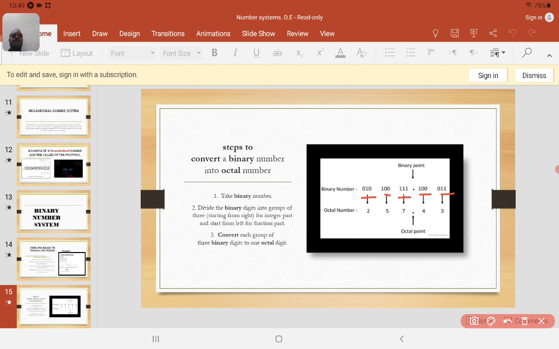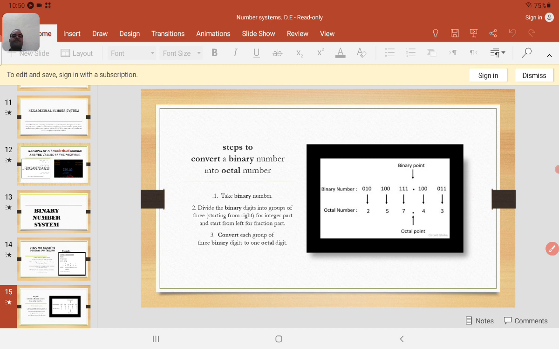To the left side of the binary point, you move from LSB to MSB, that is right to left, and take three bits as one group. To the right side of the binary point, you move from MSB to LSB, grouping in threes as well, like 1000011. We move like this on the right side, and like this on the left side. So we divide the bits into groups of three.